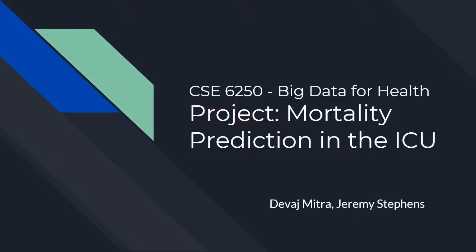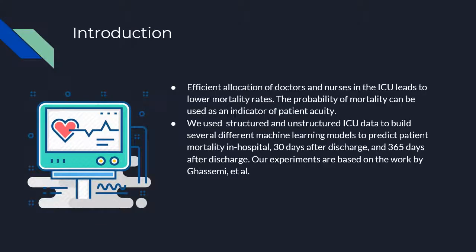Hi, for our CSE 6250 Big Data for Health project, we are trying to predict patient mortality in the ICU using the MIMIC-3 dataset. Based on our research, we found out that hospitals in USA are understaffed. Efficient allocation of doctors and nurses in the ICU can lead to lower mortality rates.